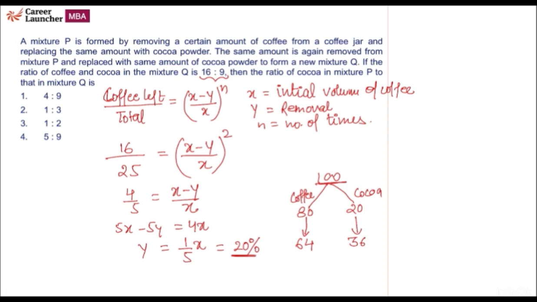They asked the ratio of cocoa in mixtures P and Q. So this was mixture P and this is Q. In P, the cocoa was 20 and in Q, it is 36. So the ratio will be 5:9. So the answer is option 4.